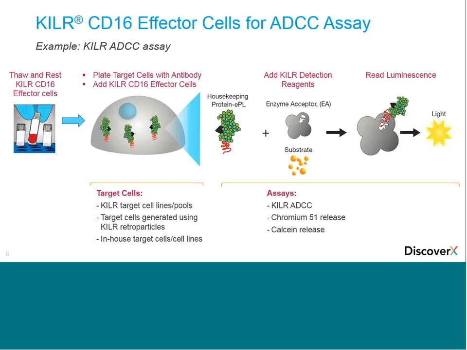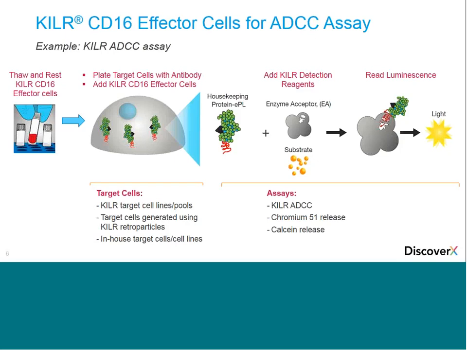In the case of our KILR system, our KILR target cells are expressing a housekeeping protein that is tagged with the small fragment of our beta-gal reporter system. When the cells are lysed by an ADCC mechanism, you see release of this housekeeping protein into the media, and that release can be detected by addition of our detection reagents, which contain the other portion of our beta-gal reporter and substrate. This provides a homogeneous readout of protein that is released by, in this case, the ADCC event.